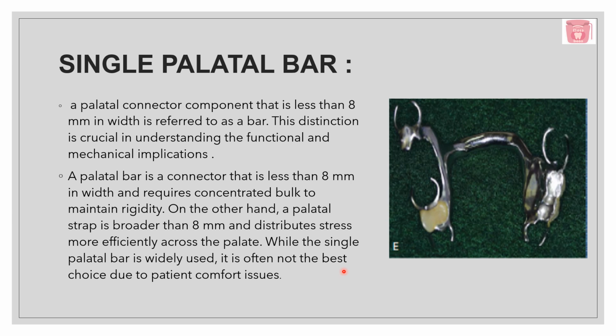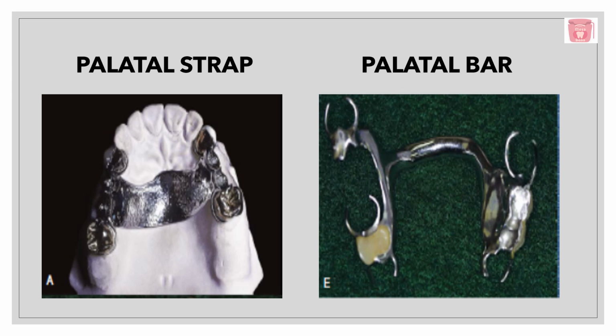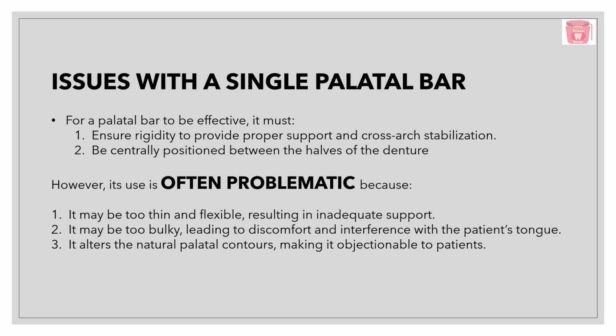Okay, the difference between a single palatal bar and a palatal plate strap. See, this is a strap. The width from this point to this point of a strap is more than 8 mm. But when this width is decreased to less than 8 mm, the strap is then referred to as a bar. Okay, and this one is more preferable type of connector, and this one is less preferable, but the most widely used one is the palatal bar type.